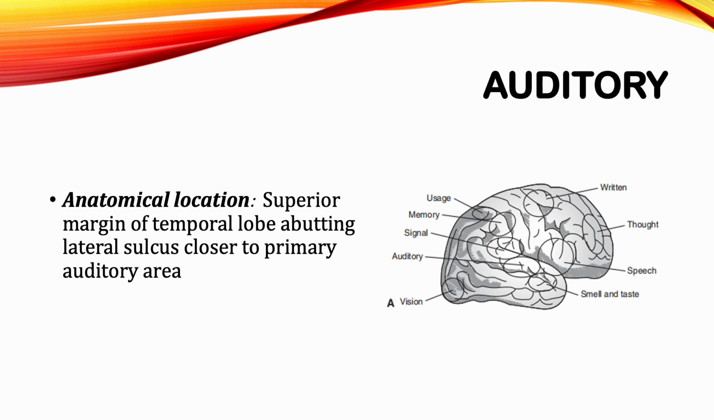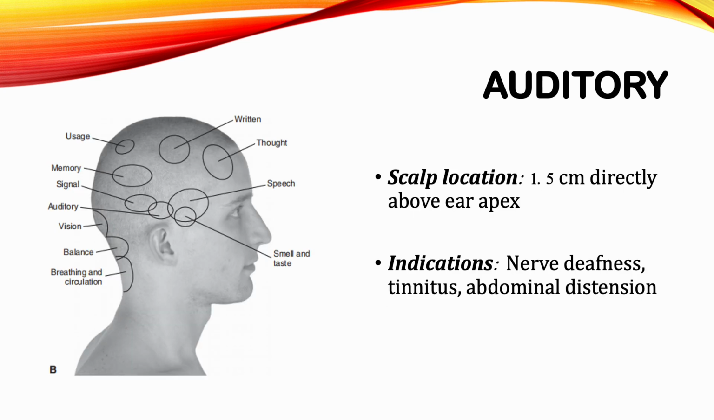Auditory area. Anatomical location: located in the superior margin of the temporal lobe, abutting the lateral sulcus, closer to the primary auditory area. Scalp location: it can be located on the scalp 1.5 centimeters directly above the ear apex. Indications: nerve deafness, tinnitus, and abdominal distension.